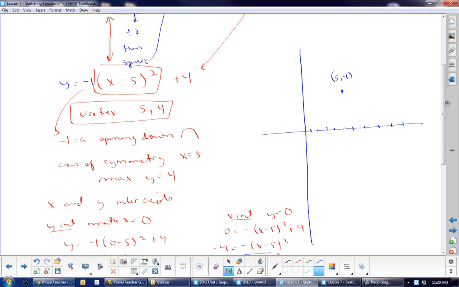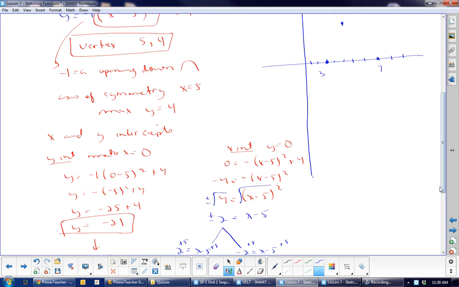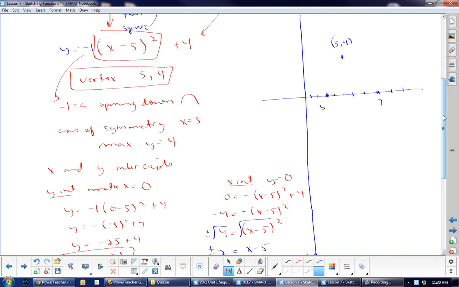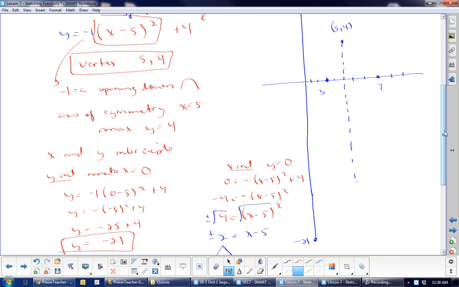So it's going to be going through 3 and 7. It is also going to hit down at -21. The axis of symmetry is supposed to be going through 5, right? Okay, and I think I can draw my graph now.